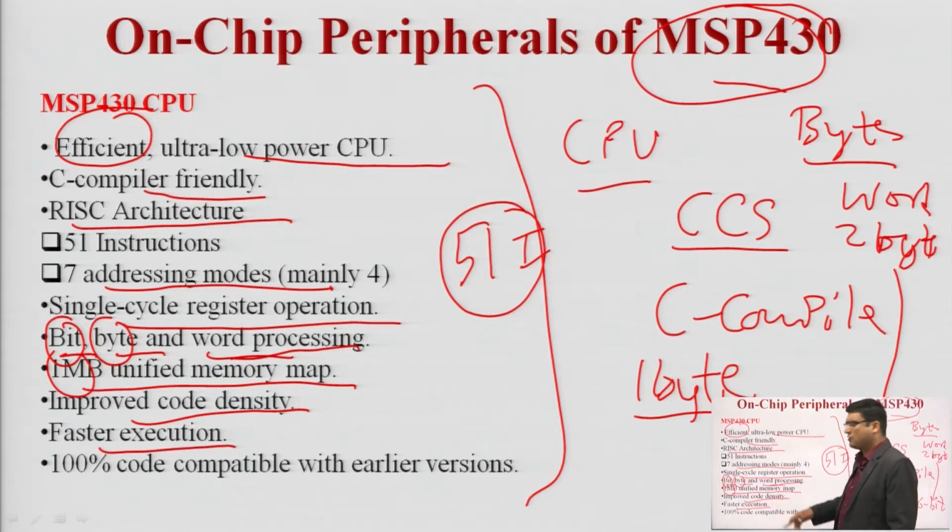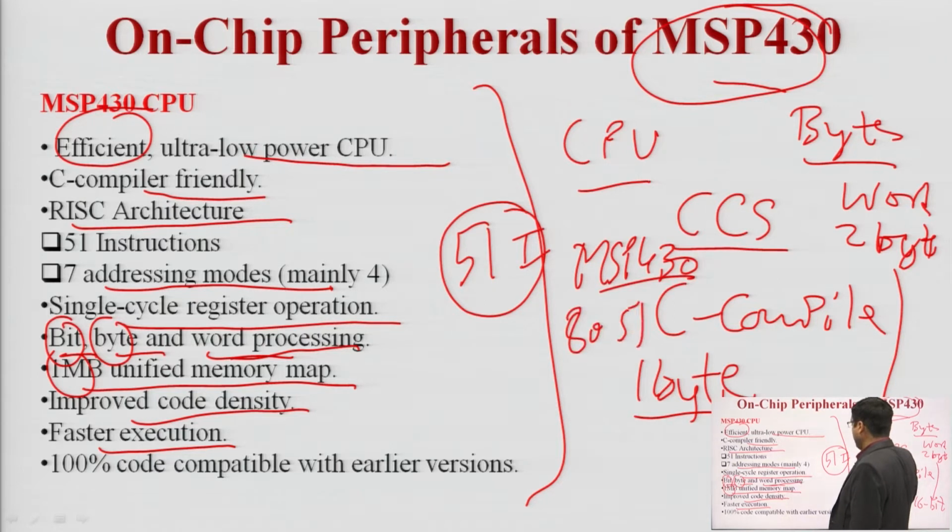It has faster execution. MSP 430 has ultra low power modes, and it also has faster execution. The speed of execution of MSP 430 is high as compared to other microcontrollers. If we compare with 8051, it has faster execution than 8051.